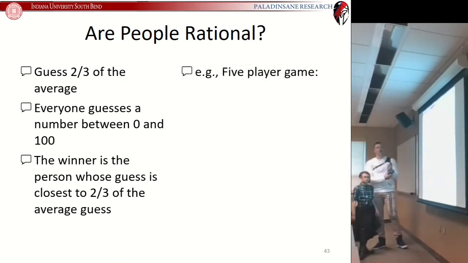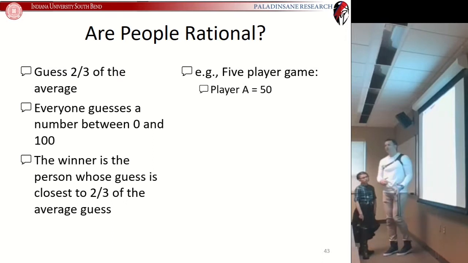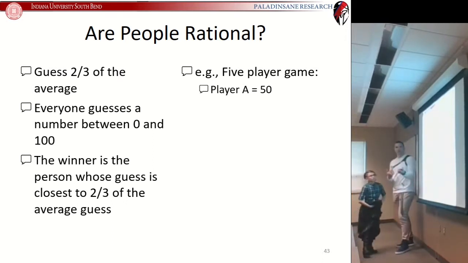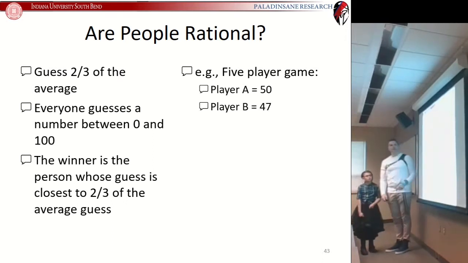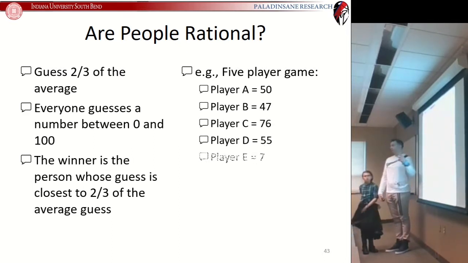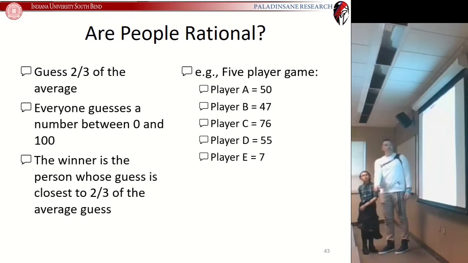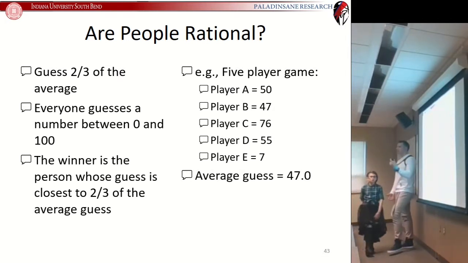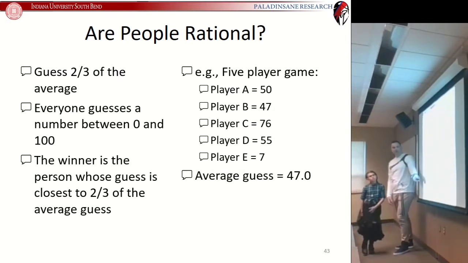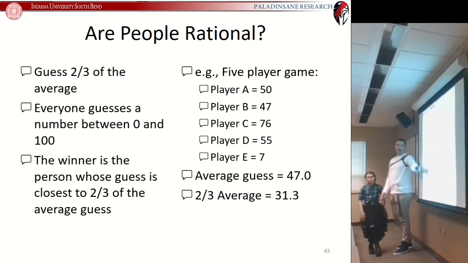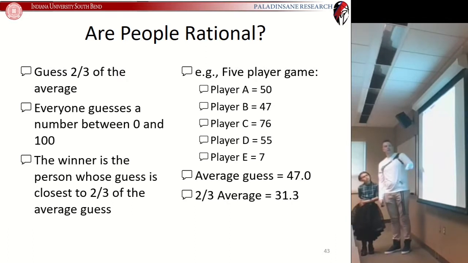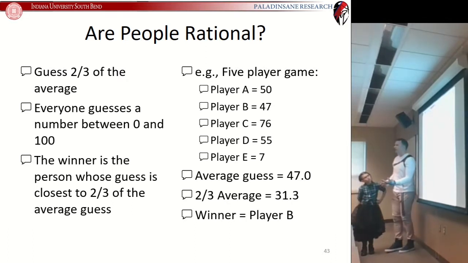So to give you an example, if 5 people were playing this game, and let's say player A guessed 50, player B wrote down 47, player C wrote down 76, player D goes 55, and player E says 7. In that case, the average of those 5 guesses is 47. 2/3 of that average would be 31.3. So the player closest to that 2/3 average would be player B, and player B would win.